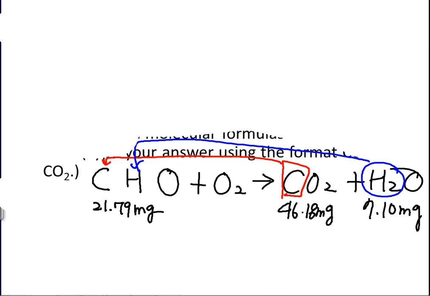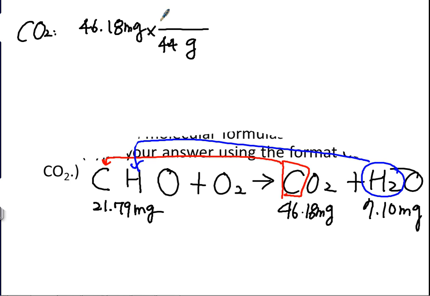Okay, so carbon dioxide, you have 46.18 milligrams. Remember I showed the trick of canceling some millis? So if I have 46.1 milligrams, I have 44 grams for every 1 mole of carbon dioxide. For every 1 mole of carbon dioxide, how many moles of carbon do I have? I have 1 mole of carbon.